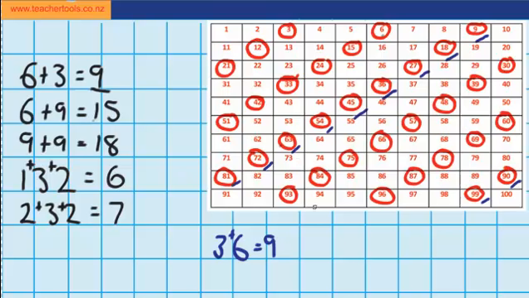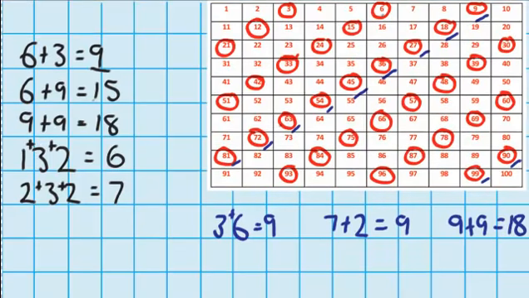Let's try another one. 72. 7 plus 2 is 9. Let's try one from over here. 99. 9 plus 9 is 18. And that's also on my 9 times tables. So the rule for the 9 times tables is very similar to the 3s. Split the digits up, add them together. If they equal a number which is on your 9 times tables, then that whole number is divisible by 9.